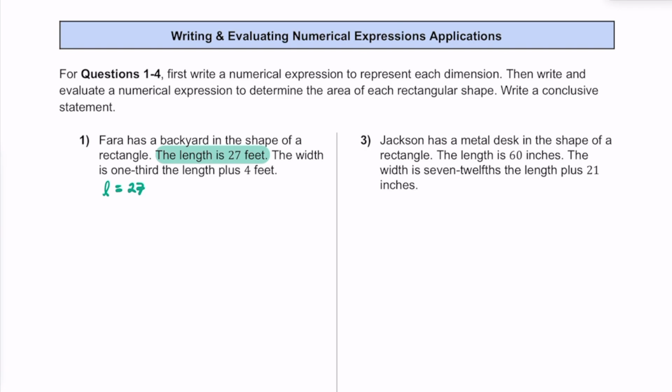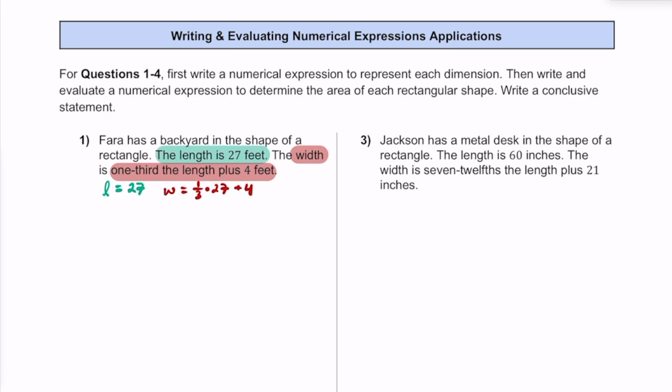And what about the width? Well, let's define the width here. The width is going to be 1/3 of whatever the length is plus 4 more feet. So if we write that down here, we can say that the width is going to be 1/3 of whatever the length was. So of in math means we are multiplying. So that's 1/3 of 27 plus 4.